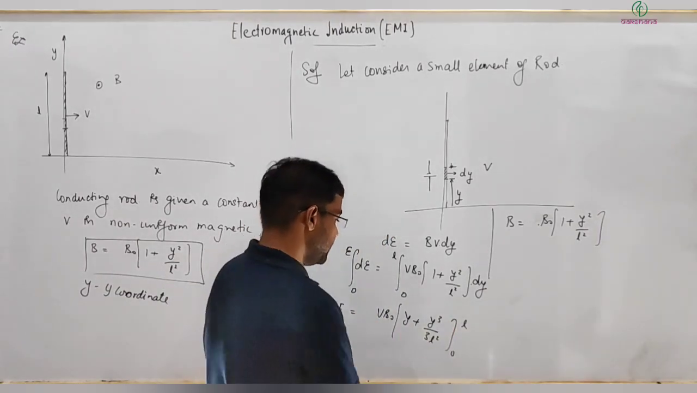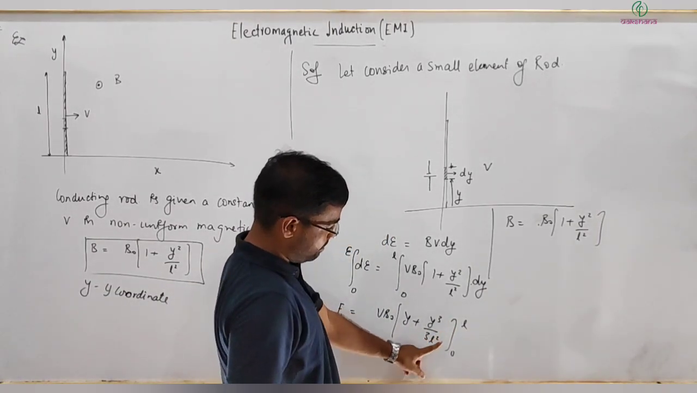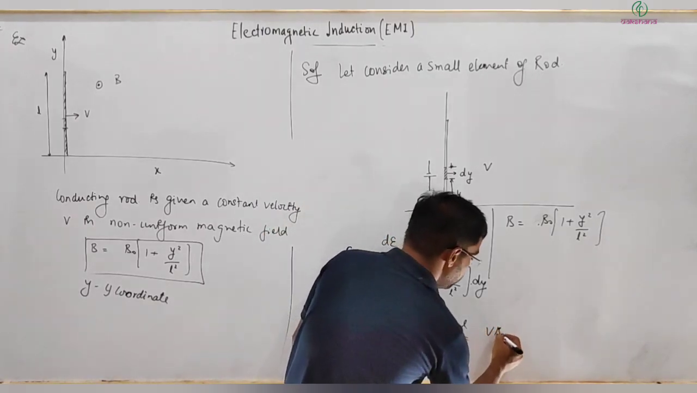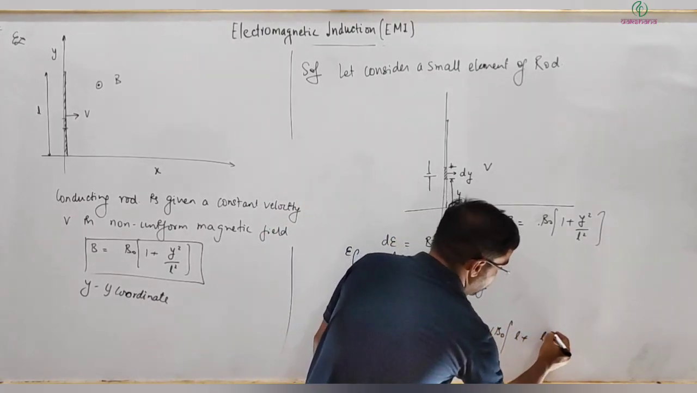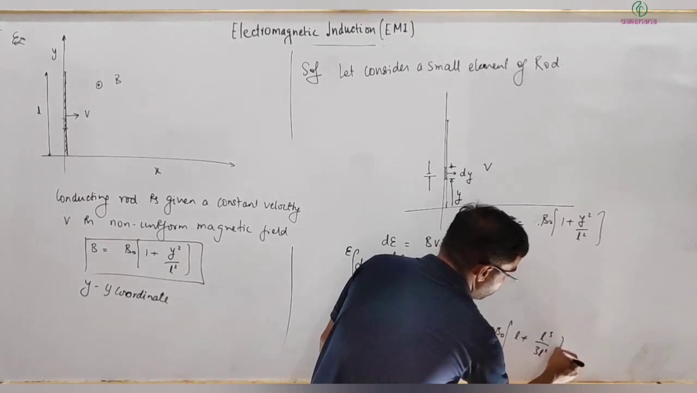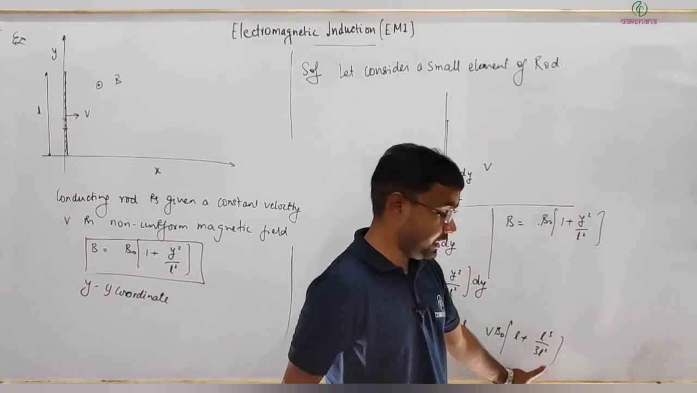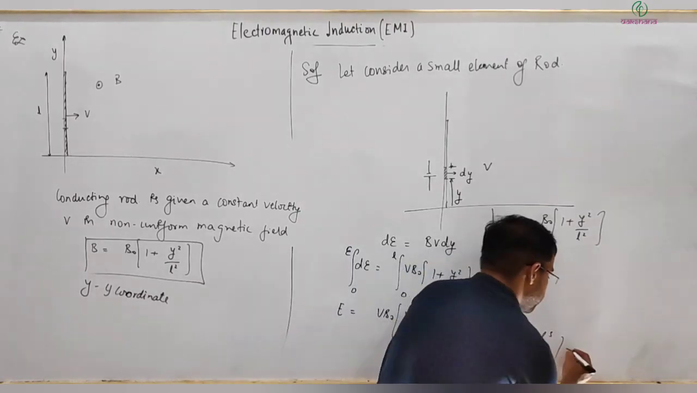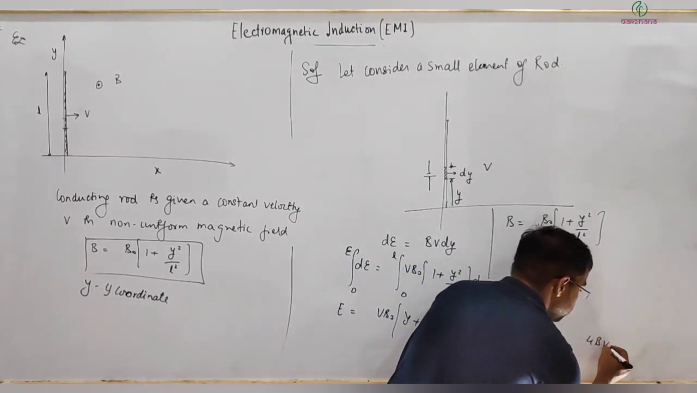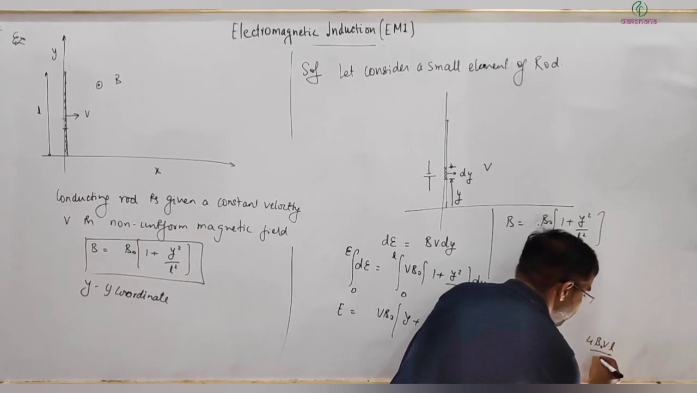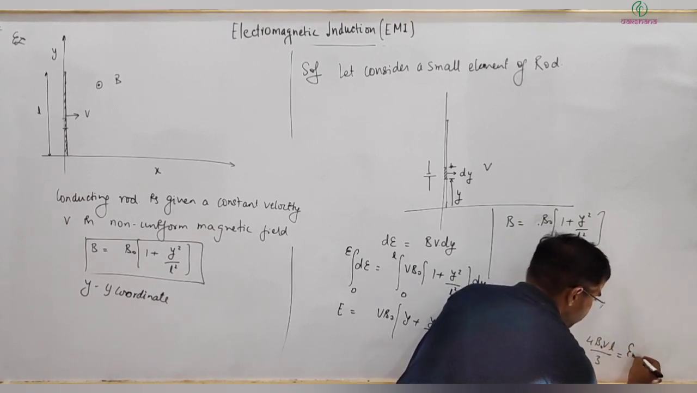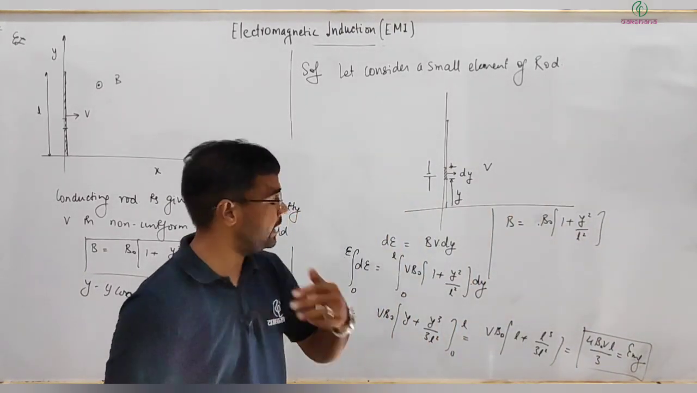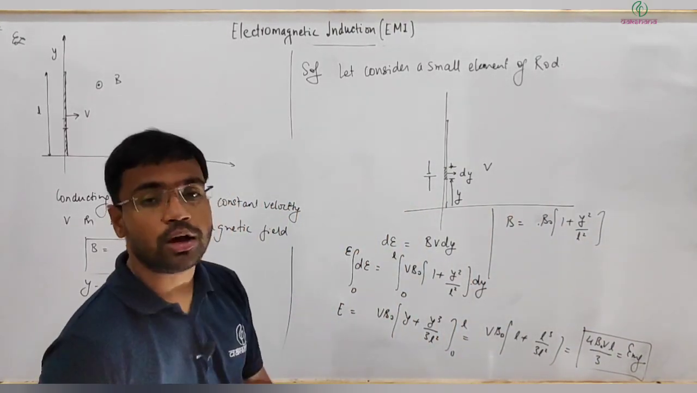On substituting L here, L cube by L, I can write V B naught L plus L cube by 3L square. So this is also L by 3 plus L, that is 4L by 3, and we are getting 4 V B naught L by 3. This is the EMF.